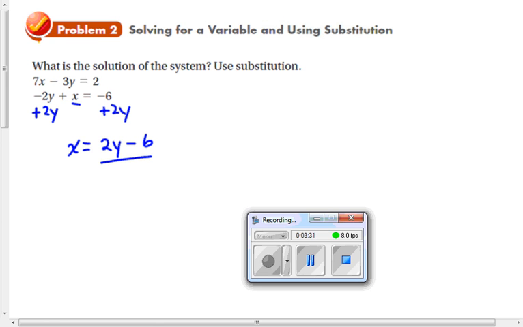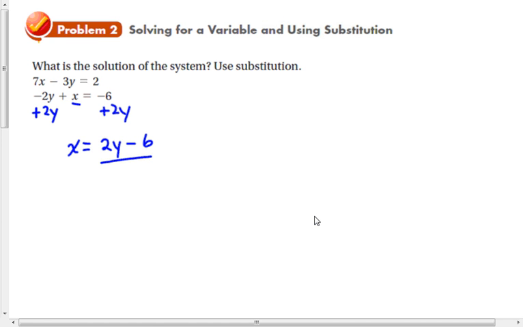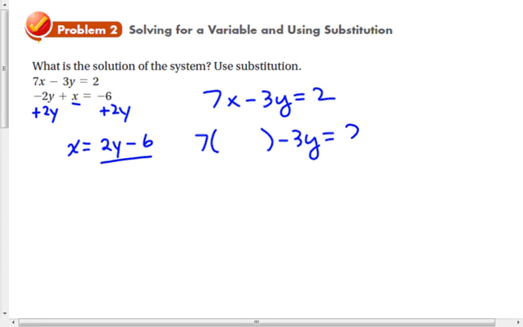And now I can put 2y minus 6 wherever I have an x. So now what I'm going to want to do is substitute the 2y minus 6 in the other equation. If I substitute it in the same equation, I just solve for x and we just end up with an identity equation. So I'm going to take my other equation, 7x minus 3y equals 2, and I am going to put it where the x is. So notice everything else about the equation is the same. And I'm just going to substitute 2y minus 6 where that x was.